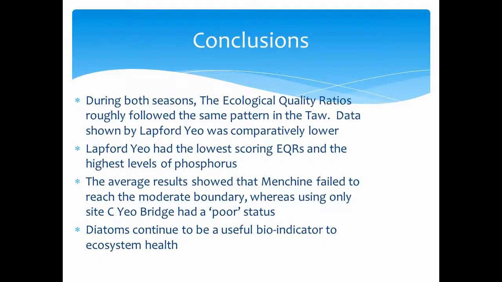And then Little Dart was moderate, even though Little Dart had the best moderate scores and the lowest phosphorus levels in the region, the EQRs were still moderate, so that suggests that there may be other factors involved, such as flow, temperature, which may be having an effect on the diatoms in the area to cause such a low EQR score. And then, by continually using diatoms as bioindicators, it's possible to assess the situation further and then progress from there.